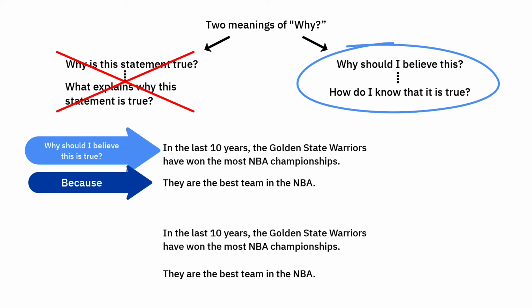If you're trying to prove that they won the most championships, then we would expect to get supporting statements regarding the number of championships they won compared to other teams. Saying that they're the best doesn't help prove some historical claim that they won more championships than other teams. Let's switch the order of the statements. The Golden State Warriors are the best team in the NBA. Why should I believe this? What should make me think this is true?